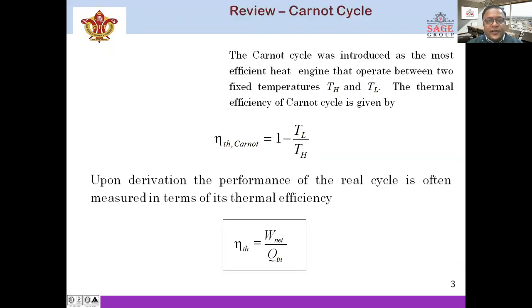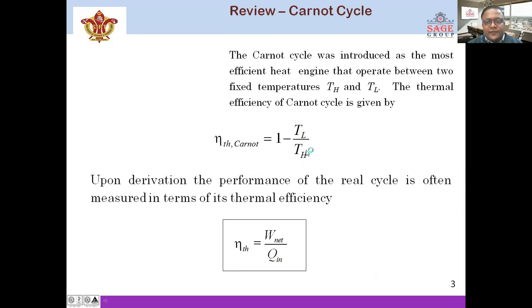This is the Carnot cycle, already discussed in the class. The Carnot cycle was first introduced as the most efficient heat engine that operates between two fixed temperature limits, that is the highest temperature and the lowest temperature. The highest temperature is called TH and the lowest temperature is called TL. The thermal efficiency of the Carnot cycle, as already discussed in the class, is 1 minus the lowest temperature upon the highest temperature.